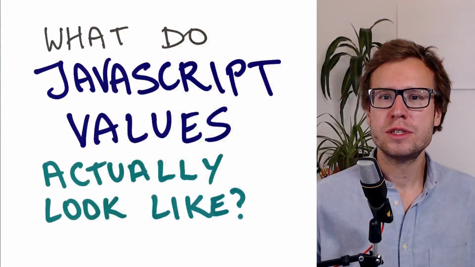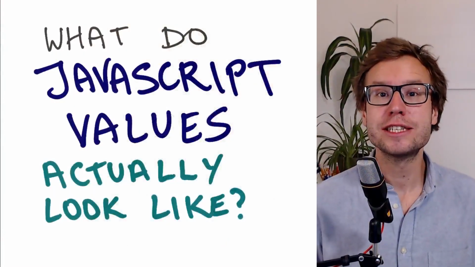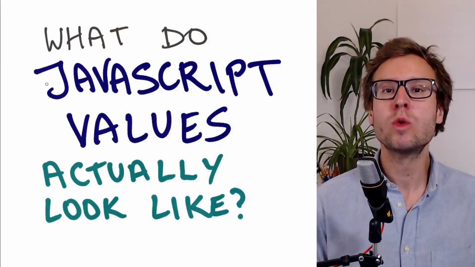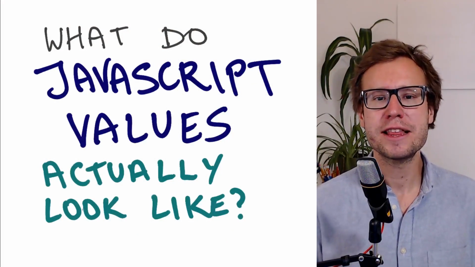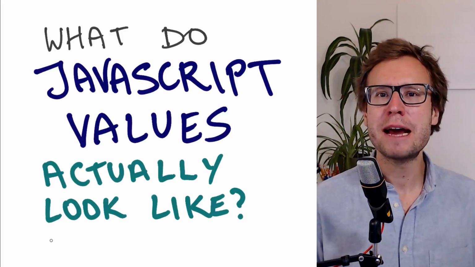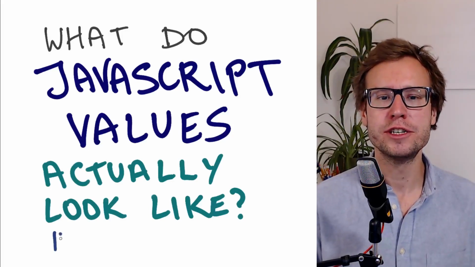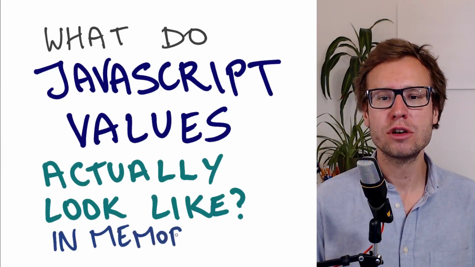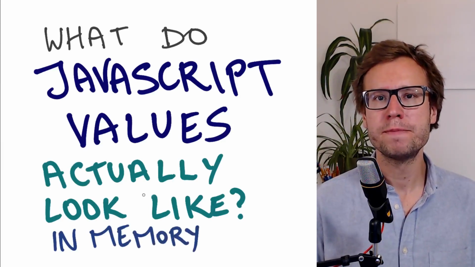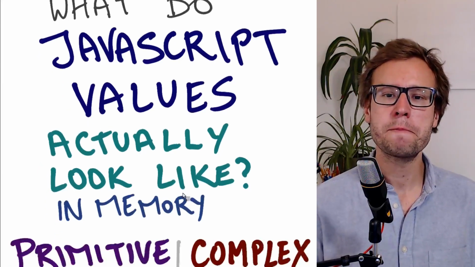What do JavaScript values actually look like? Right? If we were to visualize them, what do they actually look like? And I just want to add to this, I mean, in memory, right? What's happening under the hood? What do these values look like in memory? Let's take a quick look, okay?